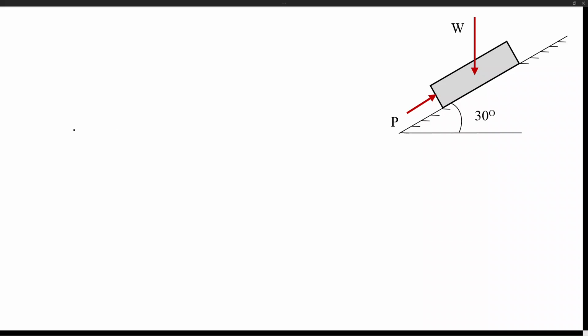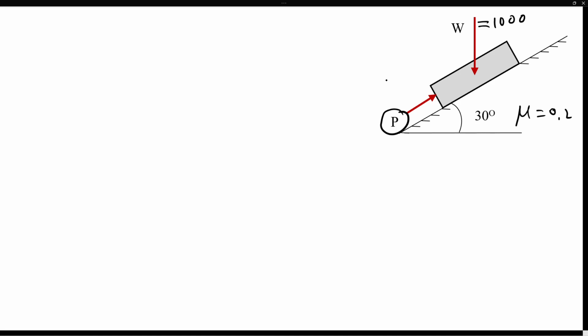In this example, we're trying to determine how much force you need, this value for P, to keep this block static on this inclined surface. So let's say this is inclined at 30 degrees. This block weighs 1,000 pounds, and the friction coefficient between the surface and the block is 0.2, for example.